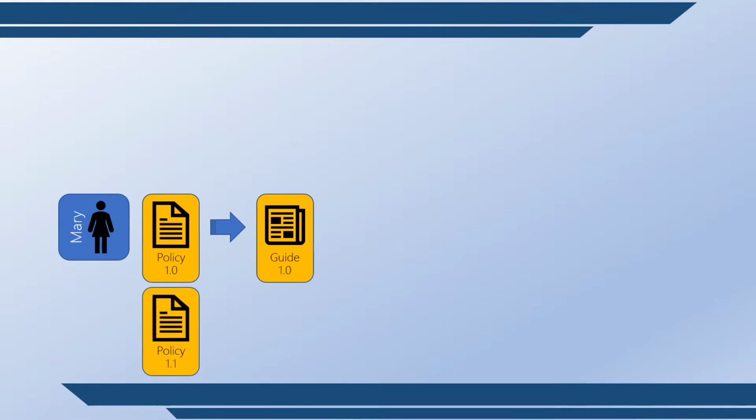To make matters worse, Mary decides she really likes how part of Policy 1.0 is written and copies that piece into a new document we're going to call Guide 1.0. We've now got a copy of a small piece of the policy in a guide. Mary writes her guide and then emails it out to everyone who needs to receive it. The next time Mary updates the original policy, she changes that little piece that was used in Guide 1.0 but does not remember to change it in the guide. We now have two conflicting pieces of information floating around the organization in approved documents.